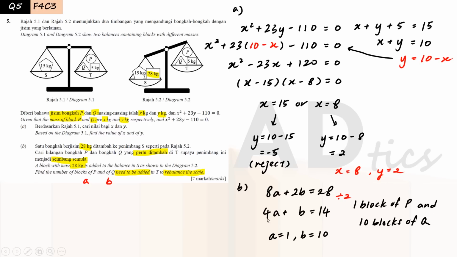This is just one of the answers. Yours can be different from mine. For example, maybe I can put A equals 2. Then 2 times 4 will be 8, and 8 I move to the right side, so B here will be 6. So this is also an answer.